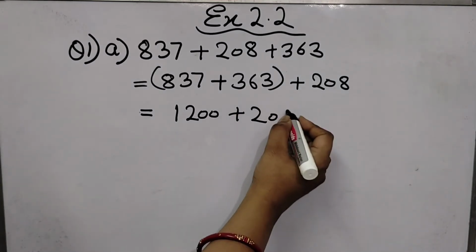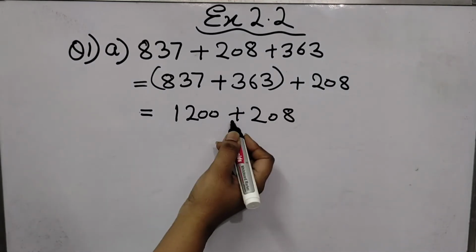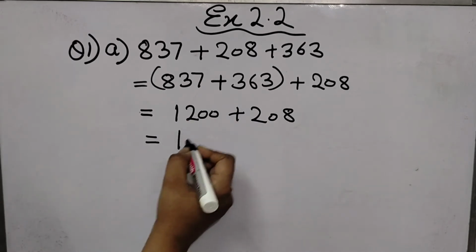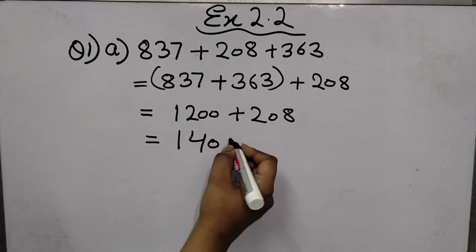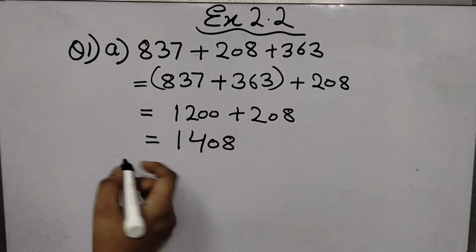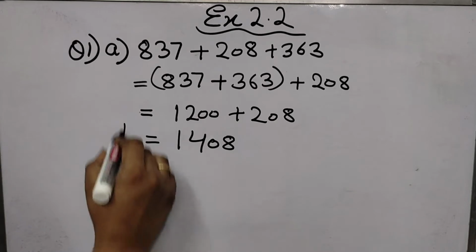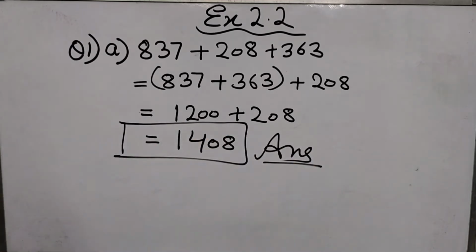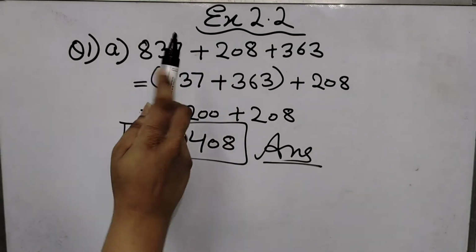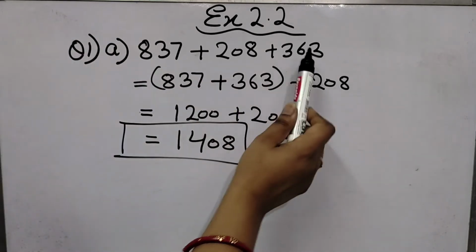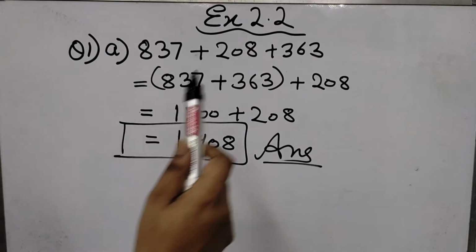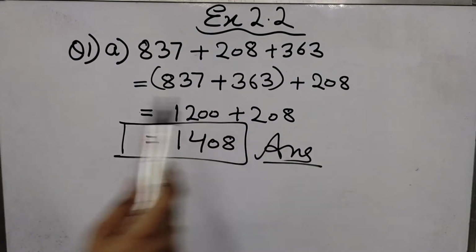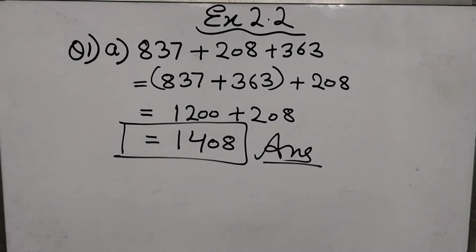Then we have 1200 plus 208. Now you can easily add them. It is 1408. So this is your answer. Suitable arrangement of 837 and 363 gives us maximum number of zeros, which helped us in making our addition easy.